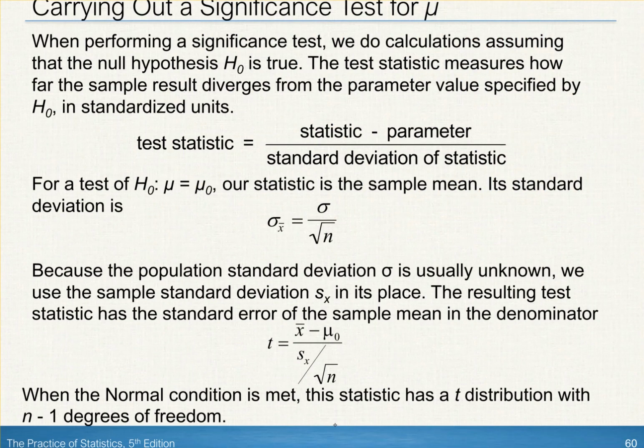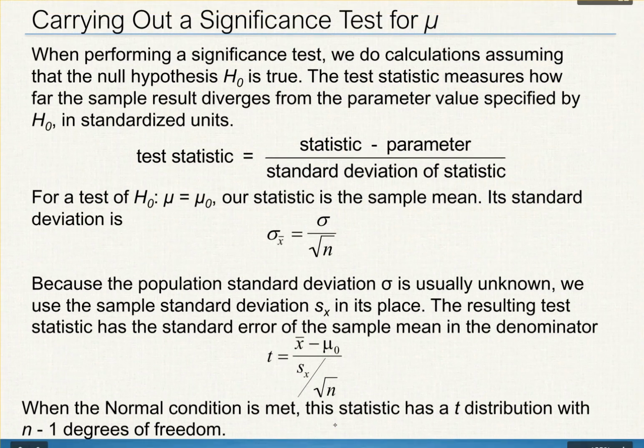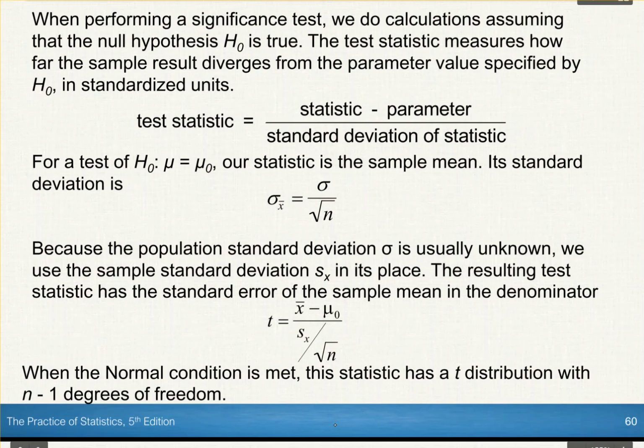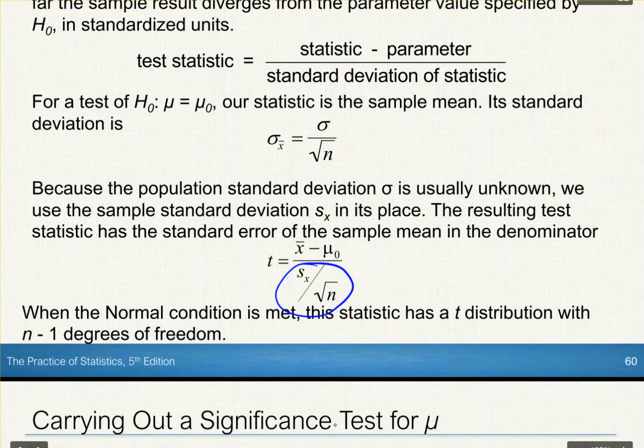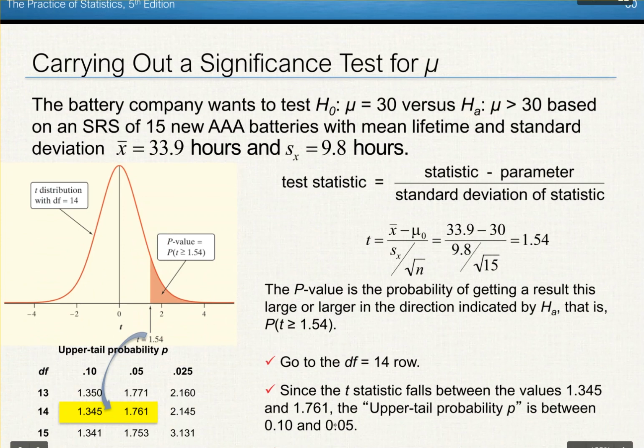So how do we do that? We do our calculations assuming that the null hypothesis is true. Again, same as 9.2, our test statistic is still the same formula. That's exactly the same formula from last time. The only difference is our standard deviation of the statistic is using our sample standard deviation. We don't know the population standard deviation. If we did, we would use this one, but usually we don't. So instead, we use this one right here for our standard deviation of the statistic.